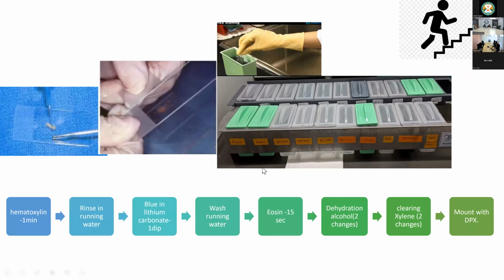So this is the staining technique which is used, which is a rapid staining method. After immediately fixing in alcohol, we dip in hematoxylin for 1 minute, and then we do the bluing by rinsing in running water and bluing in lithium carbonate, 1 dip. Wash again in running tap water, eosin for 15 seconds, dehydrate in alcohol for 2 changes, then clear in xylene, 2 changes, and then mount with DPX.